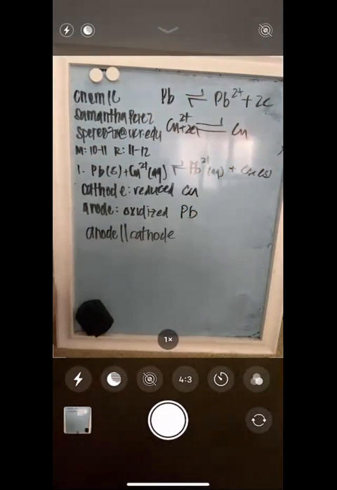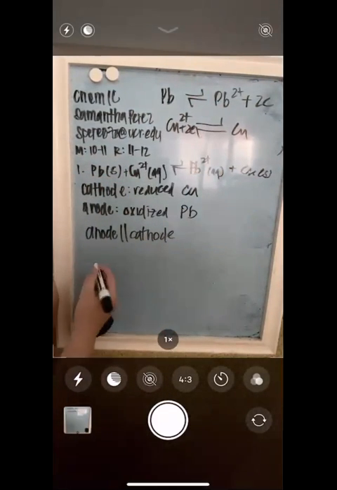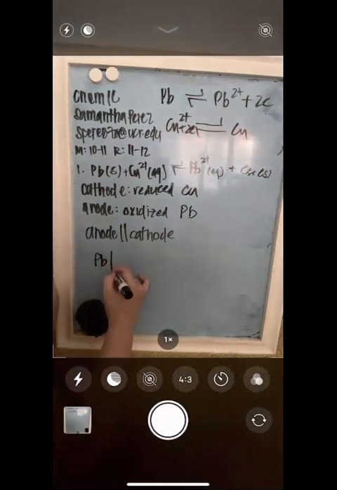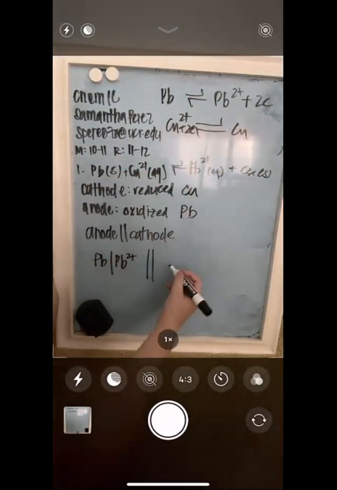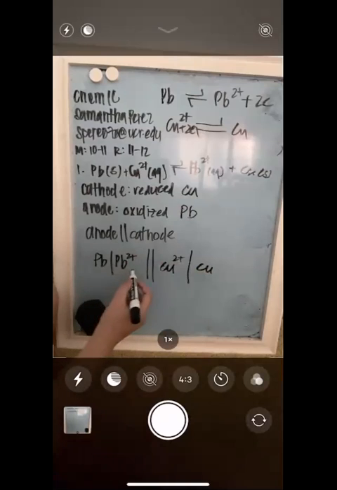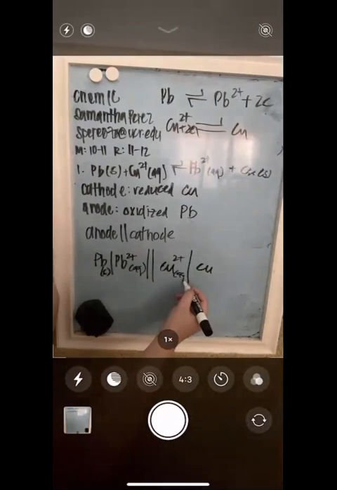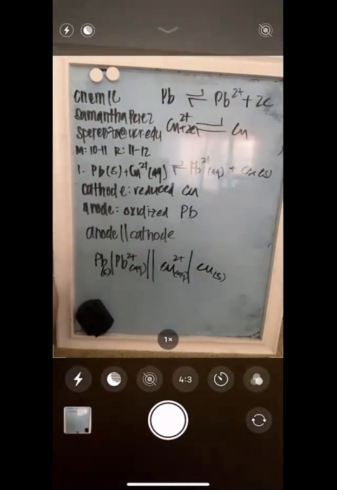Now, to put that in cell notation, we go essentially in the order of our reaction. It goes Pb, line, Pb2+, double line to separate our anode and our cathode, and then again in the order of the reaction, Cu2+, line, Cu. And remember, this is aqueous. It goes solid, aqueous, aqueous, solid, because we need to have the correct states associated with our molecules in the reaction. Now, that's just question 1, right?